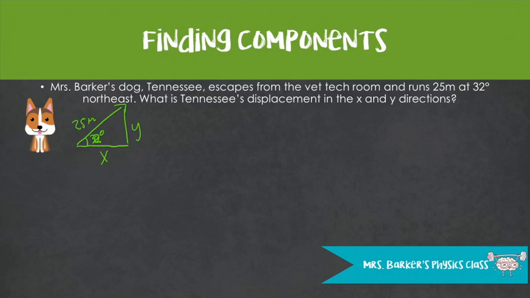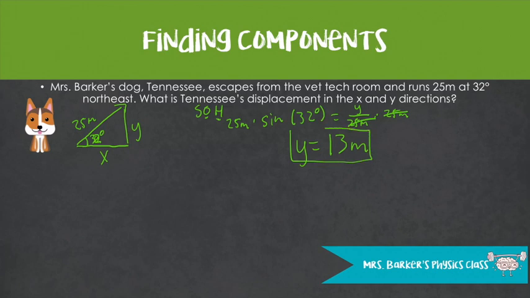So y is opposite of my angle. That means I'm going to use sine, right? Because sine is opposite over hypotenuse. So sine of 32 degrees should equal y over 25 meters. I'm going to multiply both sides by 25 so that I can get y by itself. And so if I round to two significant figures, y should come out to 13 meters.